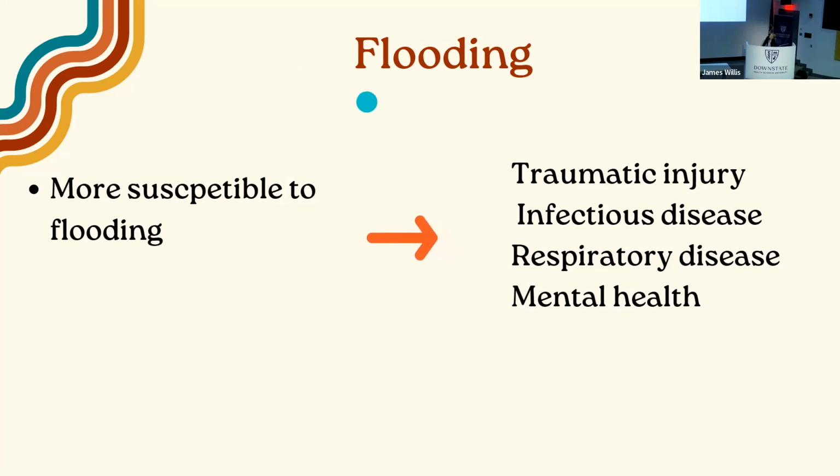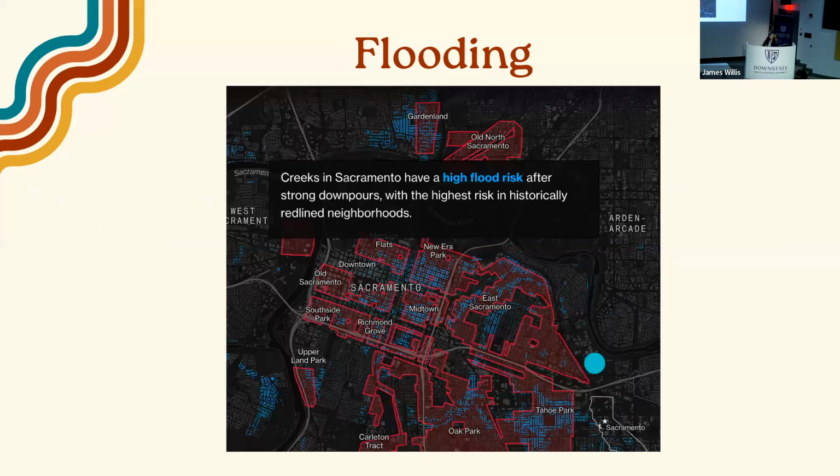Also, flooding has been shown to be associated with redline areas. Redline areas are usually on lower ground and are more prone to flooding. This we know is associated with traumatic injuries, infectious diseases, respiratory diseases, and mental health issues from the trauma that flooding causes. And if we look at this study of Sacramento, in these redlined areas, you can see a higher flood risk compared to non-redlined areas.